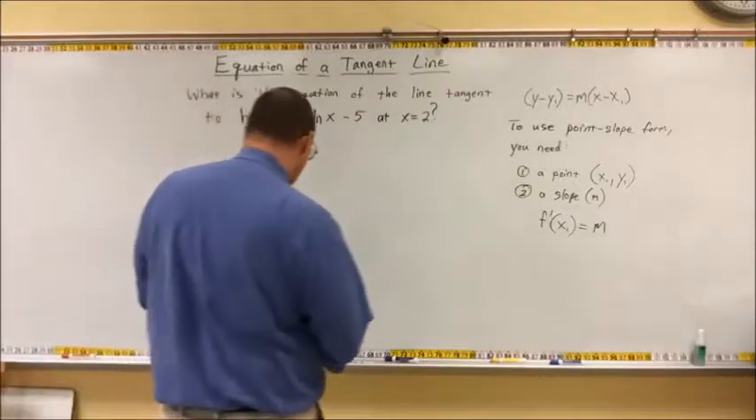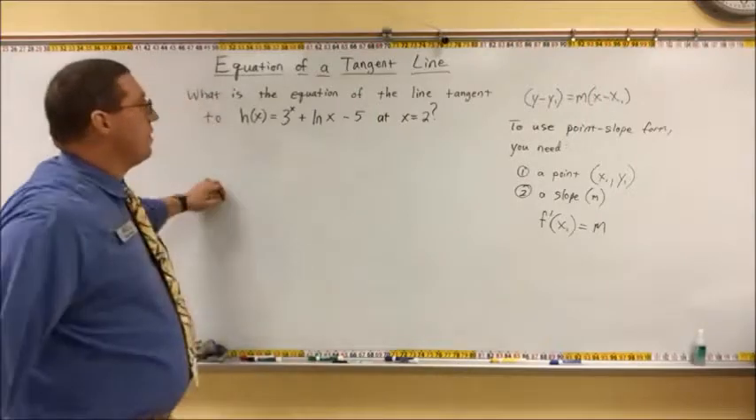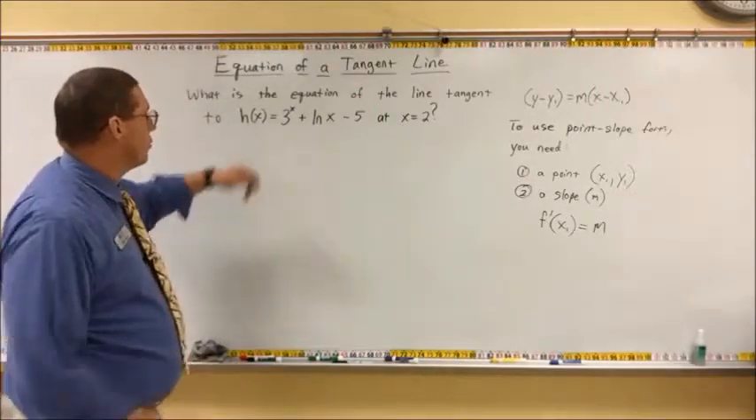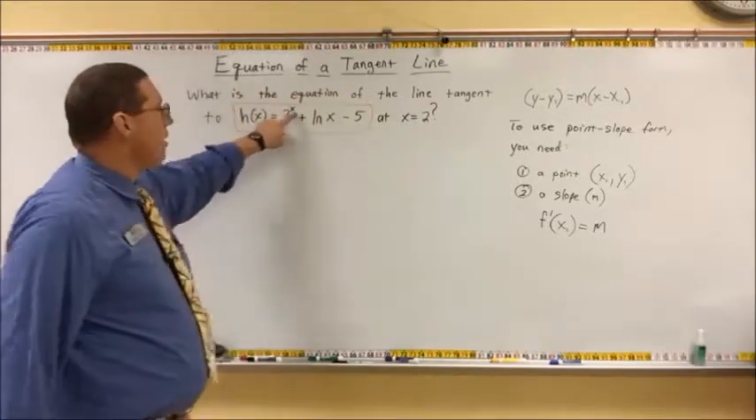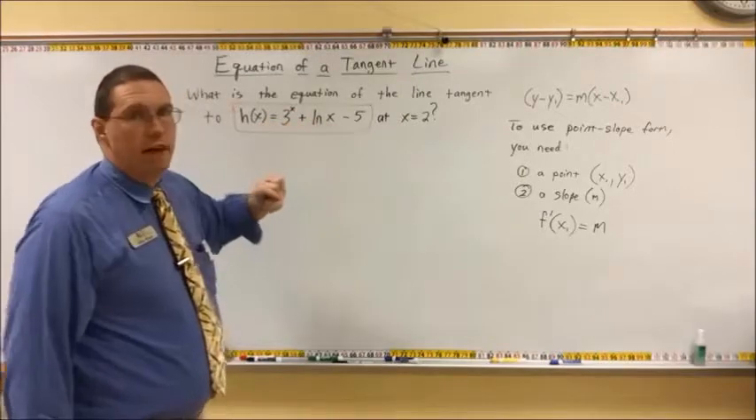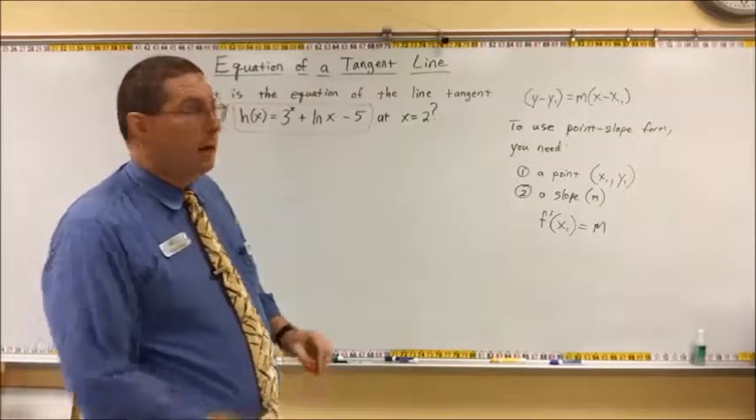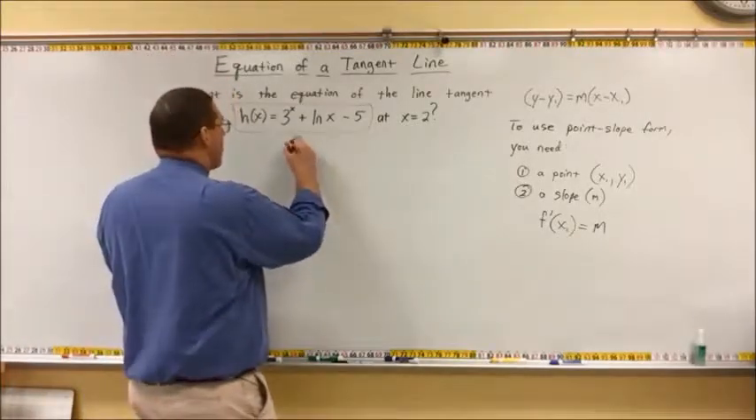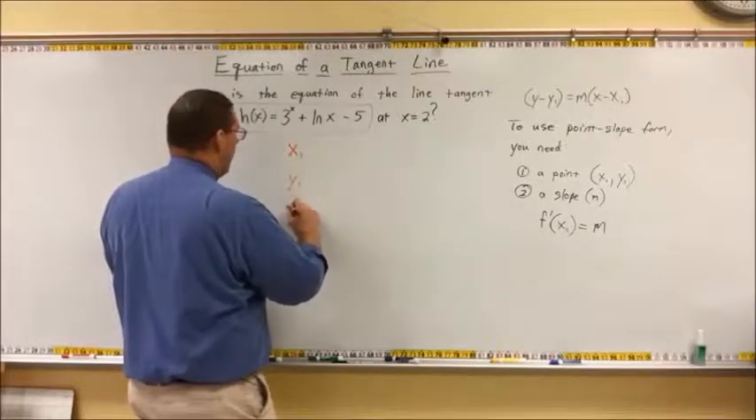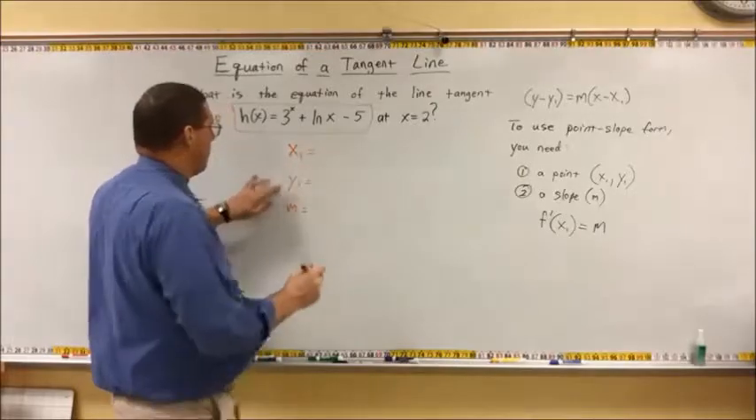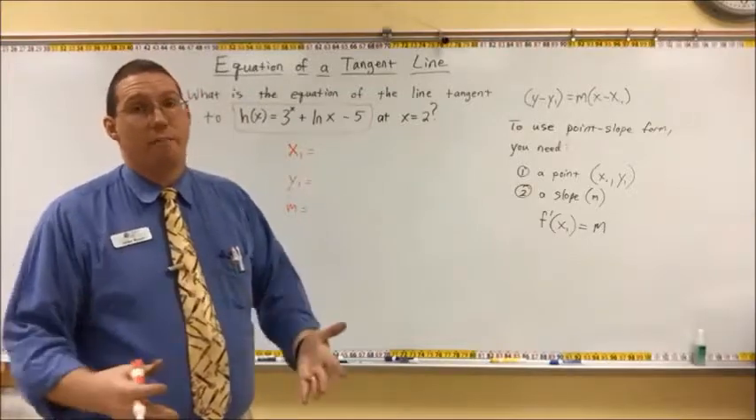Here's what it says. What is the equation of the line tangent to the function? Here's our function. h of x is 3 to the x power plus the natural log of x minus 5 when x is equal to 2. Okay? So here we need 3 pieces of information for this line. We need x1, we need y1, and we need m, the slope. With these 3 pieces of information, we can plug them into the point slope form, and we'll have an equation of a line. It really is that easy every single time.